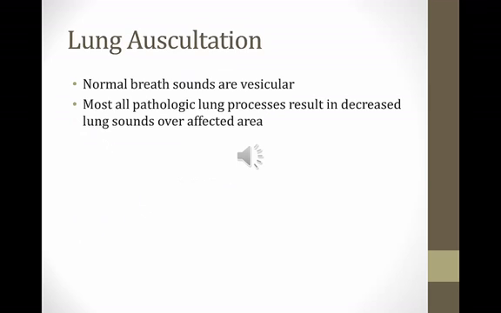Next, let's talk about auscultation, and this is when you place your stethoscope against the patient's back and listen to them inhale and exhale. And normal breath sounds are described as vesicular, and I have an example of that I'll play for you in a minute. You should know that most all pathologic lung processes result in decreased lung sounds over the affected area. So for example, if they tell you that there are decreased breath sounds over the right upper lobe, they're telling you that there is some type of pathologic process in the right upper lobe.